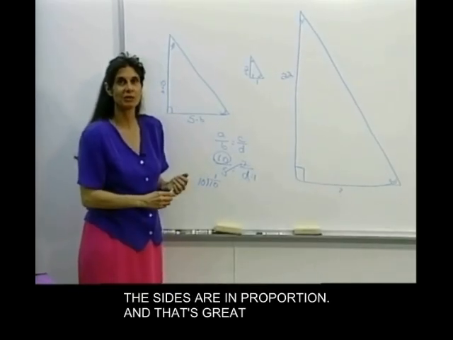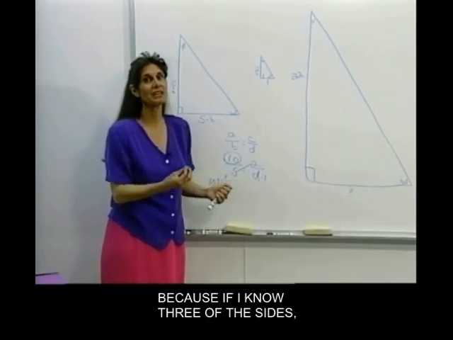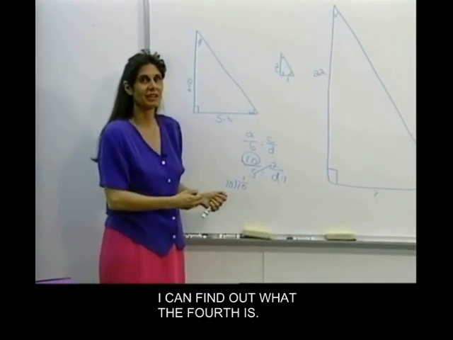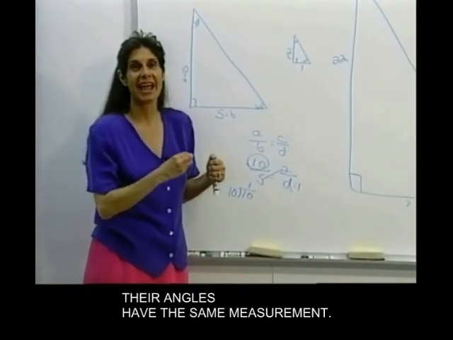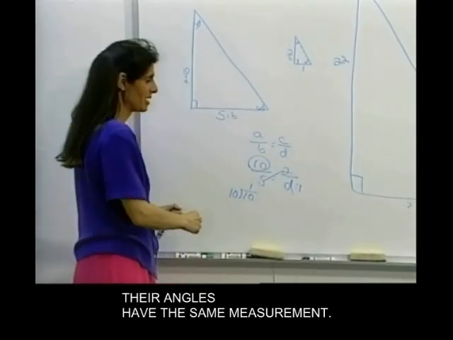The sides are in proportion. And that's great because if I know 3 of the sides, I can find out what the 4th is. And I can do this because these triangles are similar triangles. Their angles have the same measurement.